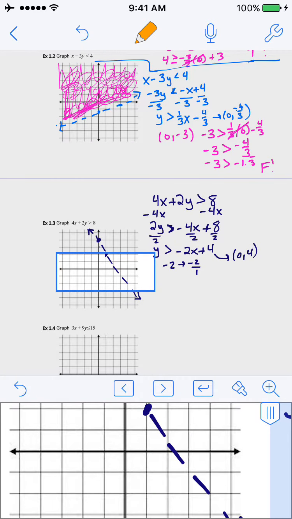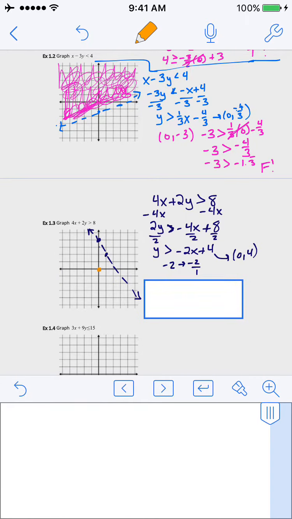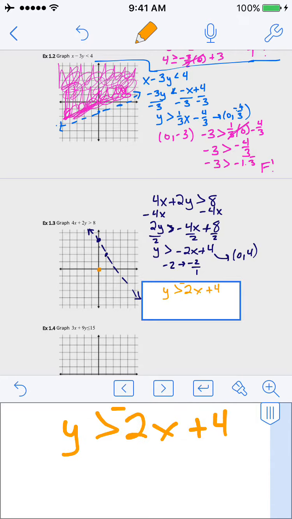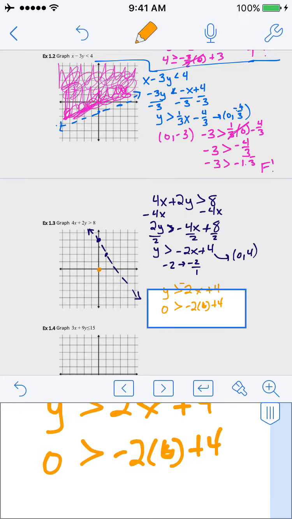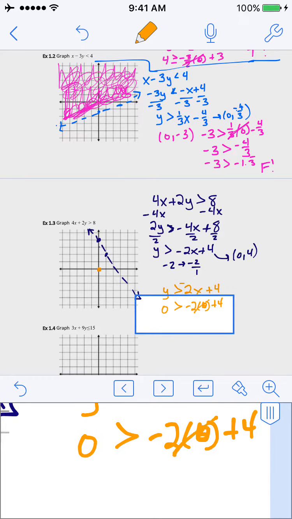I'm going to pick the easiest point in the book, 0, 0. If it's not on my line, I can use it. I'm going to use 0, 0, right? So let's try 0, 0. In our equation, y greater than negative 2x plus 4: 0 is greater than negative 2 times 0 plus 4. 0. That gets rid of that.